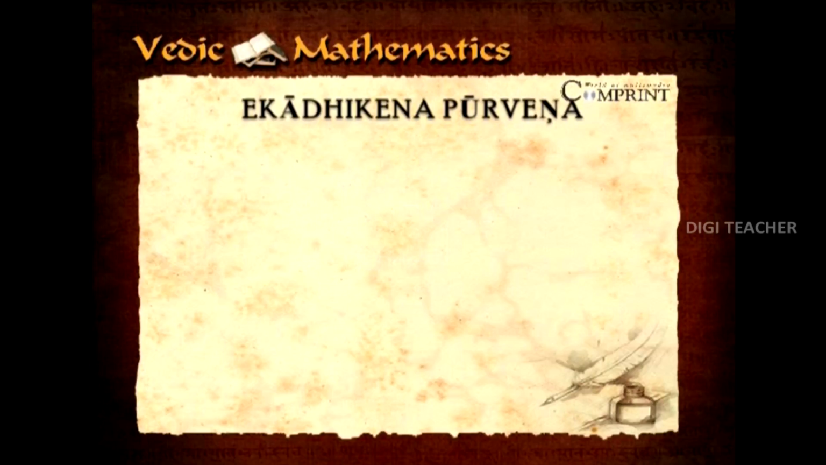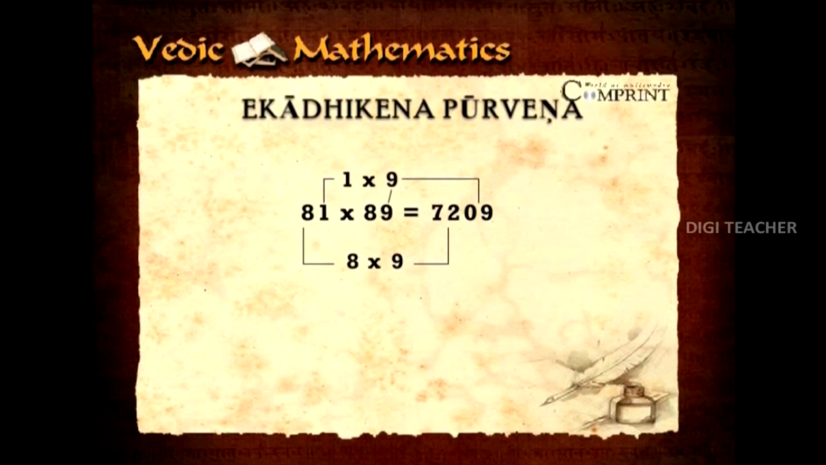Diagrammatically. And now 81 multiplied by 89 equals 7209. We put 09 since we need two figures as in all the other examples.